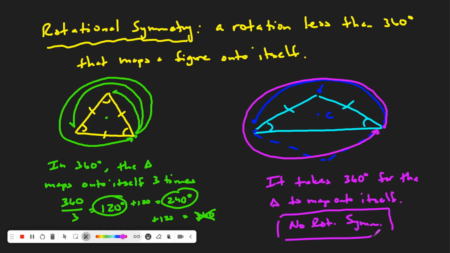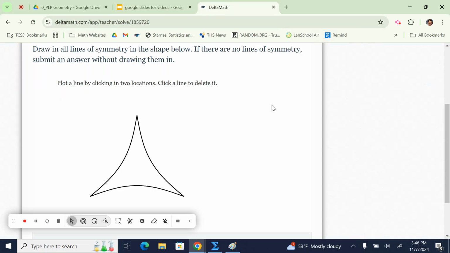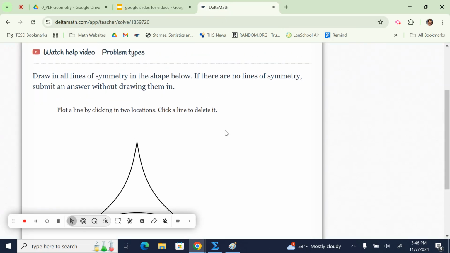So I just want to do a problem of each type from Delta Math, just kind of give you an idea of how they want you to show these lines of symmetry and the rotational symmetry. Okay? All right, so let me get out of here, and let's go to Delta Math. I'm going to try to do some random ones. So here, let's take a look at this one.